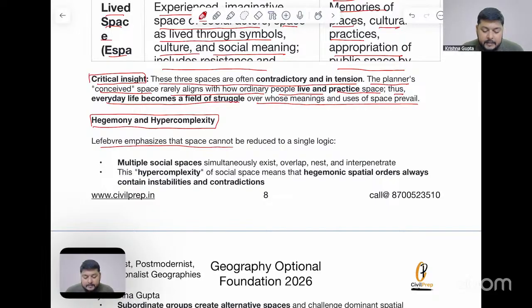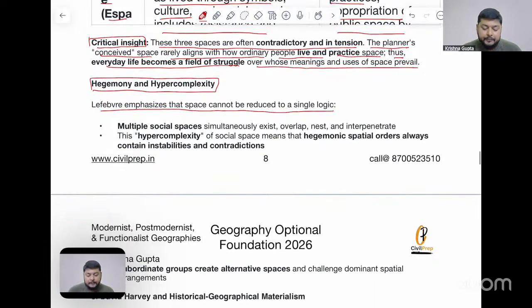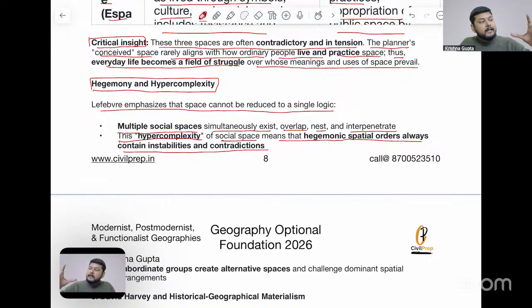Lefebvre emphasized that space cannot be reduced to a single logic here. Multiple social spaces simultaneously exist, overlap, nest, and interpenetrate here. This hypercomplexity of social space means hegemonic spatial orders always contain instabilities and contradictions. Okay, here we are saying that if that space is hypercomplex, then there will always be hegemonic spatial orders. For example, there will be certain people who will be controlling them, and certain people below them who will be running that particular system. So this will always result in instabilities and contradictions.